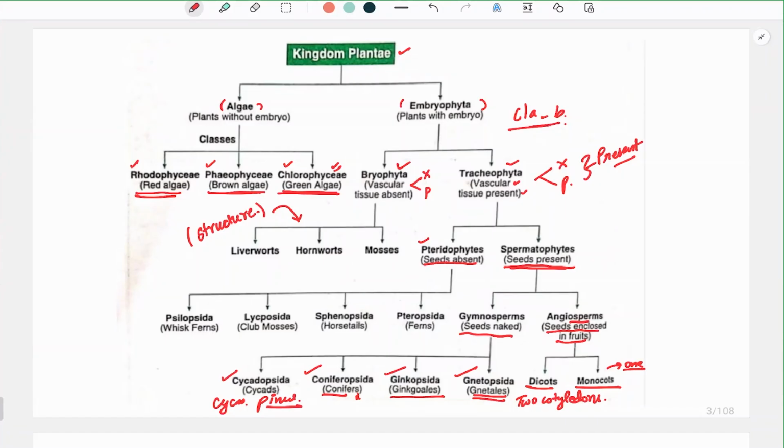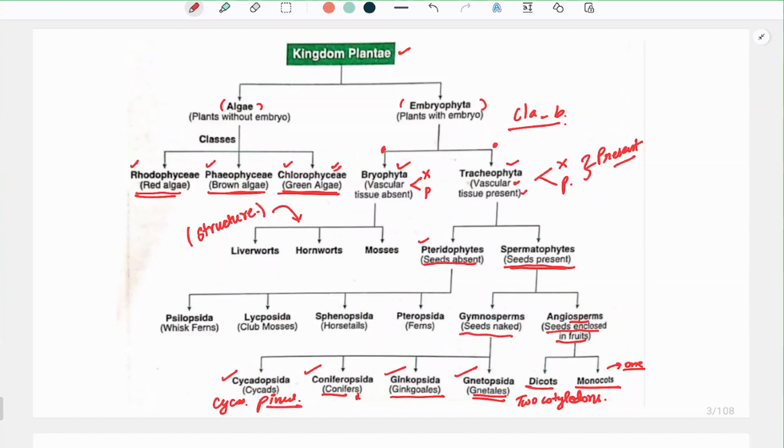We have been through the kingdom Plantae and its classification. We can see that algae and embryophyta were the two classes in which it was classified. And then further, algae is divided into rhodophyceae, phaeophyceae, and chlorophyceae. Then embryophyta is further divided into two, that is bryophyta and tracheophyta. Bryophyta also has its own different classes, that is liverworts, hornworts, and mosses.